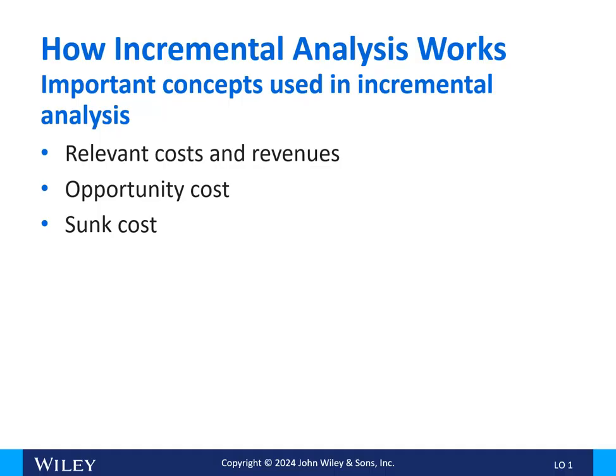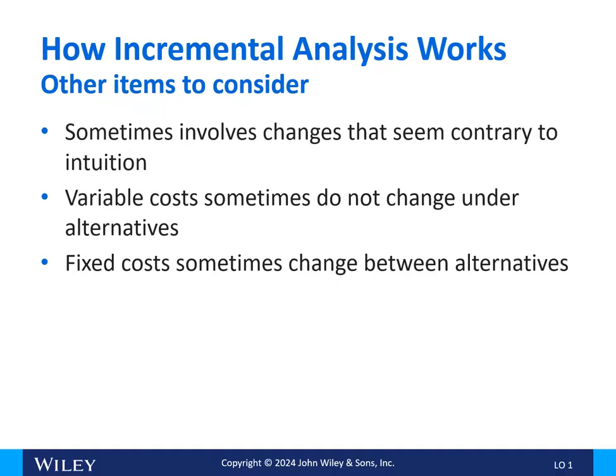Important concepts that we're going to talk about are relevant costs and revenues, opportunity cost, and sunk cost. We'll get into what all that means as we see those in examples. Other items to consider: this sometimes involves changes that seem contrary to intuition. Variable costs sometimes do not change under alternatives. Fixed costs sometimes change between alternatives. So we have to be careful and understand all of our different types of costing that we've been learning about and understand what changes under which alternative.